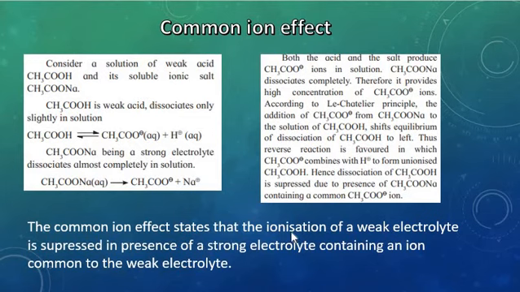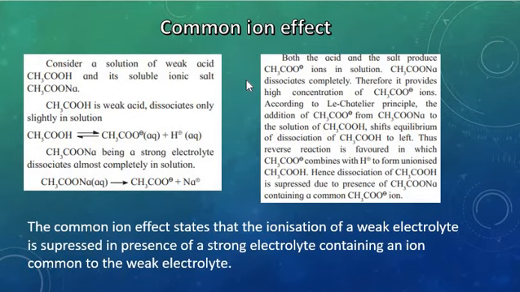Now the common ion effect. To understand it, let's consider a solution of a weak acid and its soluble ionic salt, like acetic acid and sodium acetate. Acetic acid will dissociate slightly to give acetate ion and hydrogen ion, and sodium acetate will dissociate completely to give acetate ion and sodium ion. Both the acid and the salt produce acetate ion in the solution.